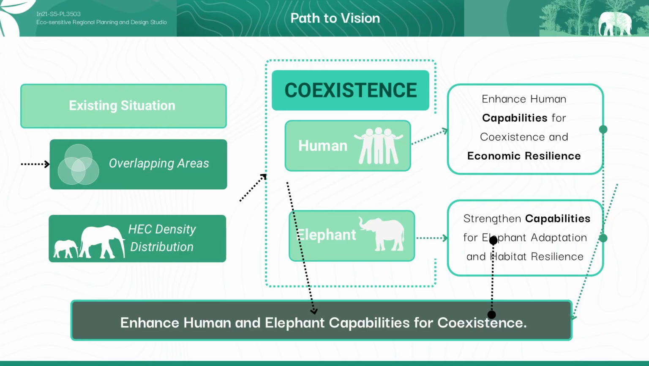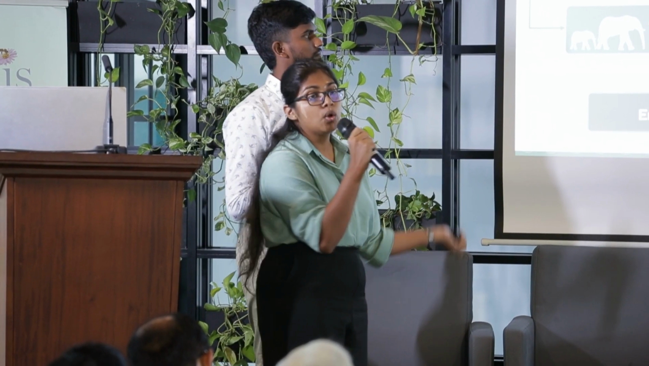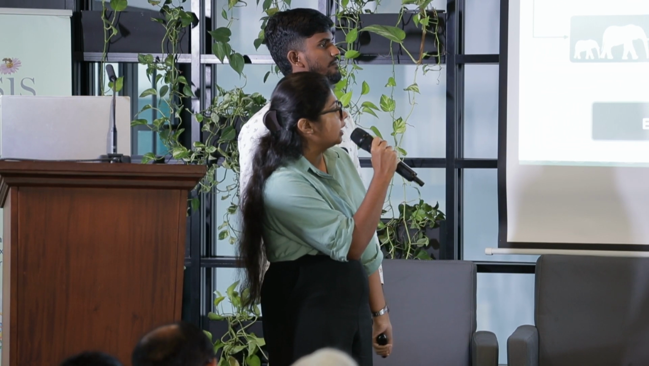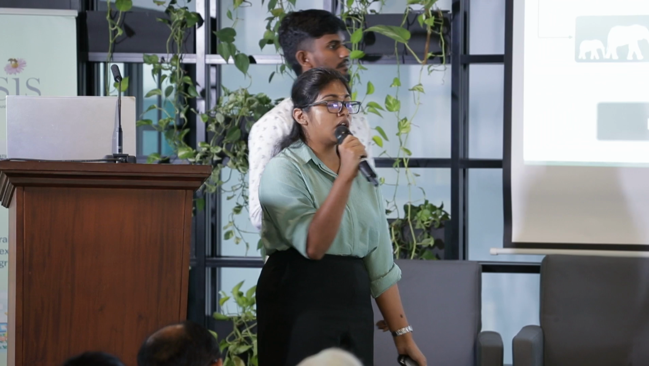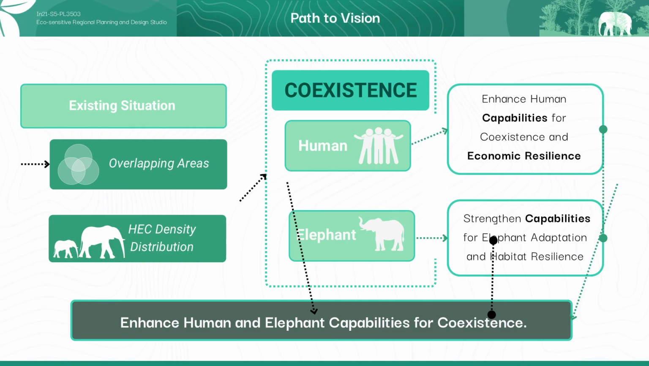So coexistence is more suitable one. Yes. To successfully mitigate human-elephant conflict, we believe that we need to enhance capabilities for both human and elephant. So here we propose to enhance human capabilities for coexistence and economic resilience, and also to strengthen capabilities for elephant adaptation and habitat resilience. So let's see how we are going to enhance human capabilities for coexistence.